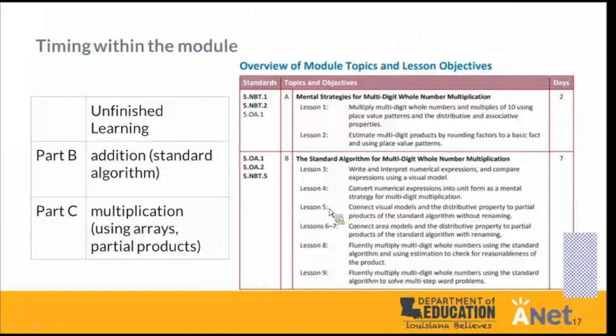So I'm looking at Topic B because the diagnostic was for Topic B. And I'm looking at Lesson 3. Lesson 3 asks students to write and interpret numerical expressions. Lesson 4, convert numerical expressions using mental strategies. And then in Lesson 5 is where I start to see them using the models and distributive property connected to the standard algorithm. So I know I need addition by the time I get to Lesson 5 with the standard algorithm. And my hunch is that students are going to be okay if they don't have addition within Lessons 3 and 4.